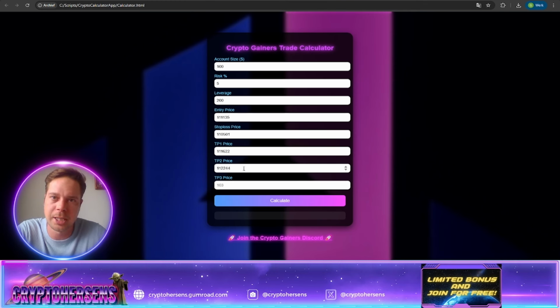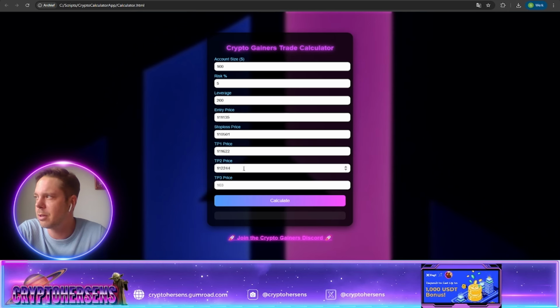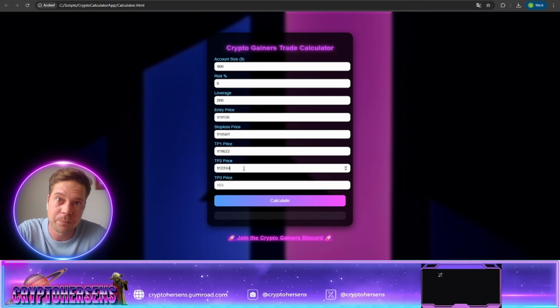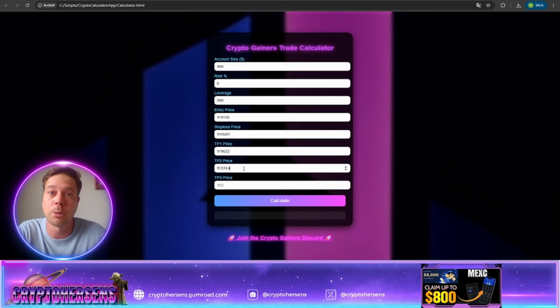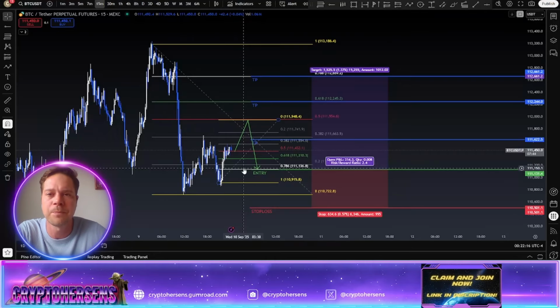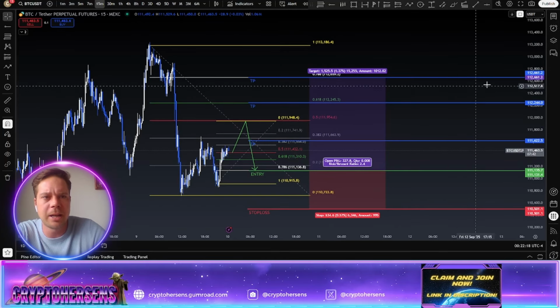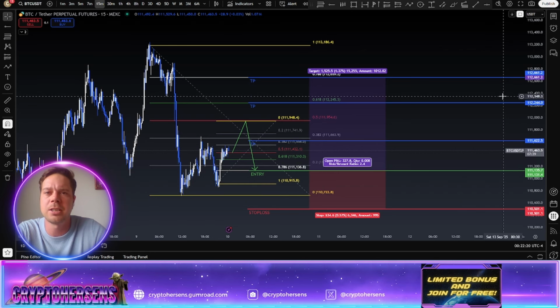What you usually see in the movement and the algorithm of the market based on Fibonacci is that like 80 to 90% of the time you always go to the 618 before you see a retracement or a breakout, right? So that's why we take profit at 112.244. And our third take profit is at 112.661.